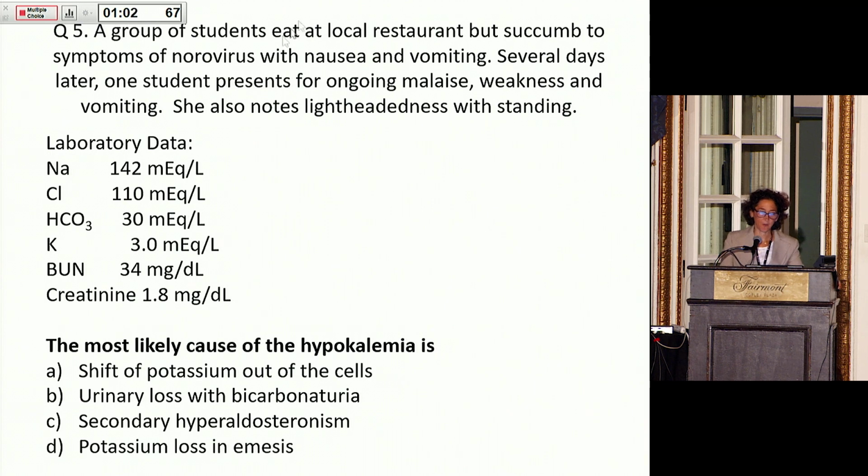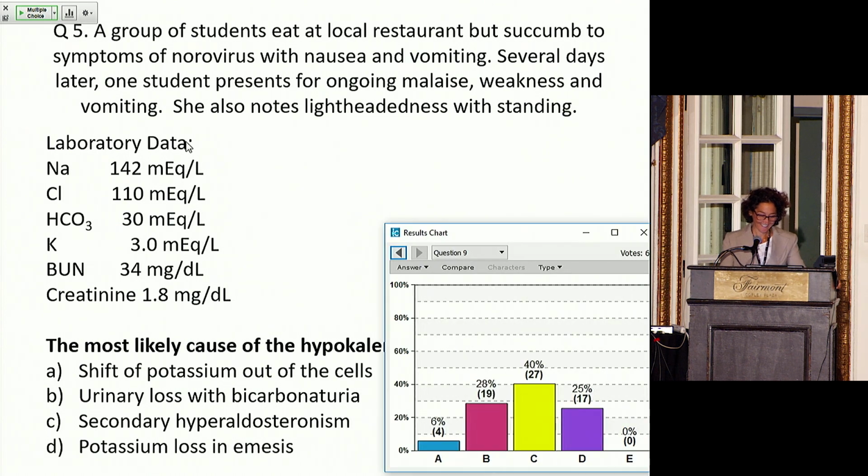Okay, this has got to be one of my favorite questions. So let's see what you guys thought. Oh, okay. Well, a pretty big range of thoughts on this, and nobody fell for the potassium loss and emesis, so bless you, my friends. Certainly, potassium shift out of cells would not cause a low potassium. And actually nobody said E because there is no E. D was potassium loss and emesis. Okay, I'll show you that.